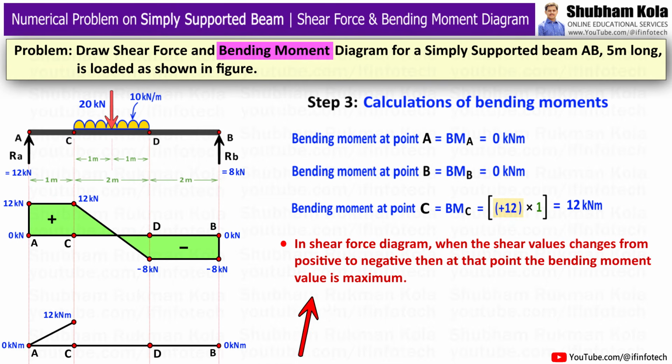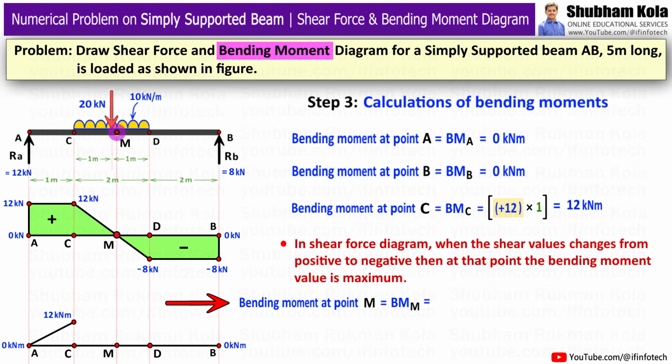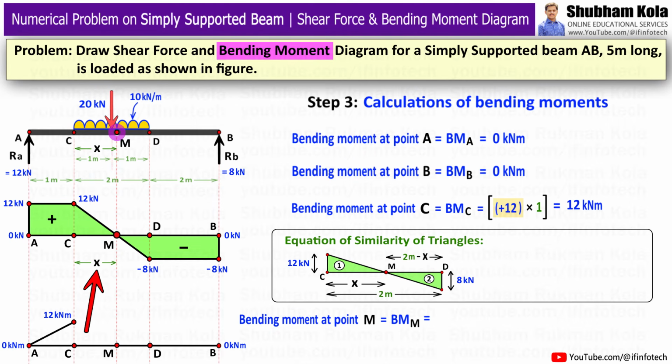Now here you should note that in the shear force diagram, when the shear force value changes from positive to negative, then at that point the bending moment value is maximum. So I will represent this point with point M. So at point M, we need to find out the maximum bending moment value. But here, we don't know the location of point M. That is, we don't know the distance x. But we can find out this distance x by using the equation of similarity of triangles.